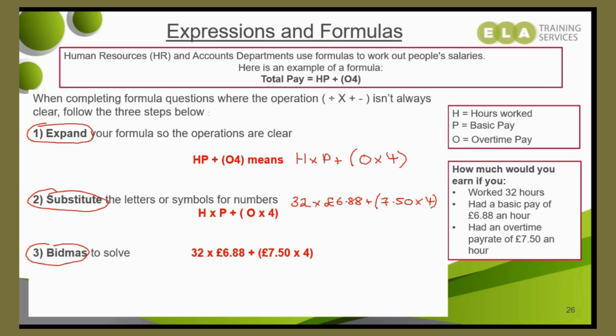So the first thing that we're going to do is our brackets, remember Bidmas, 7.50 times 4, which then gives us 30. And then we're going to do 32 times £6.88, which is £220.16. We're going to add those two together, which gives us a final answer of £250.16. Always good to check over your answers.